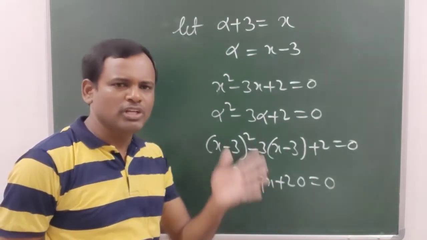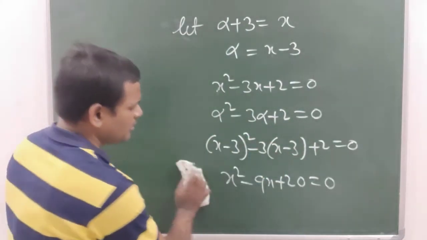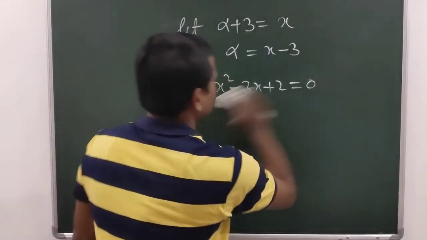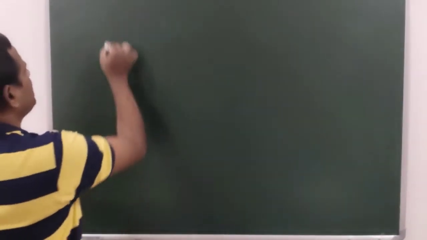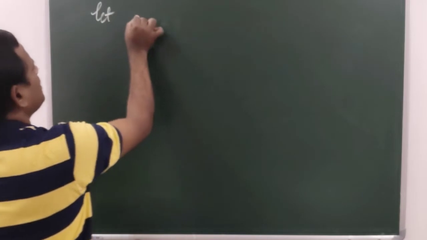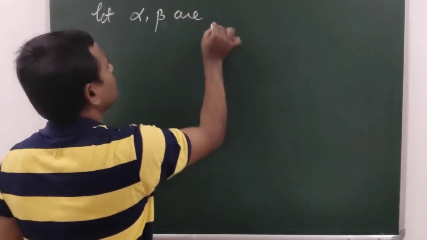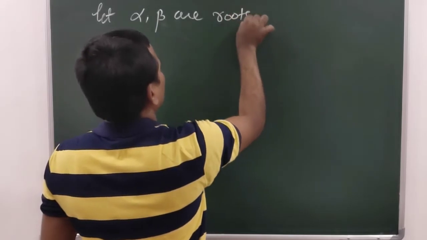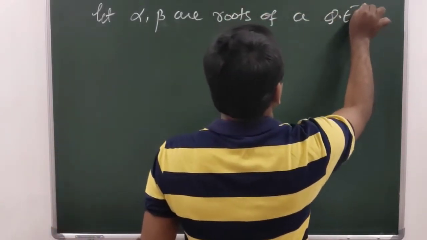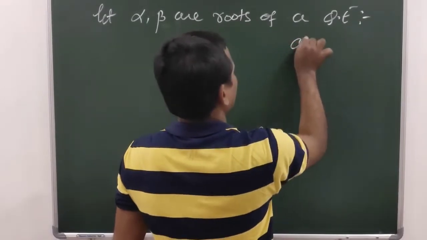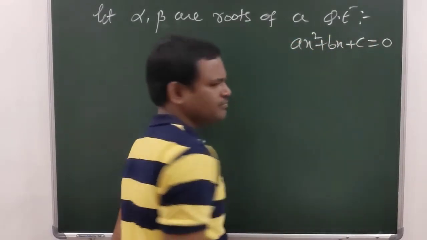Okay? Whose degree is 2 or more than 2. Right. See, let us go to that method. So in that method, first consider alpha comma beta are roots of a quadratic equation ax square plus bx plus c is equal to 0.